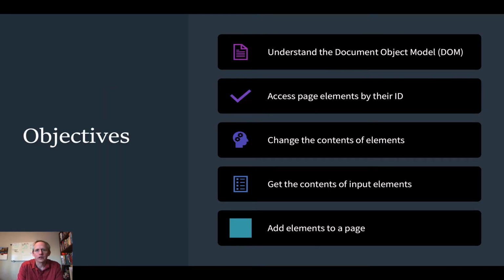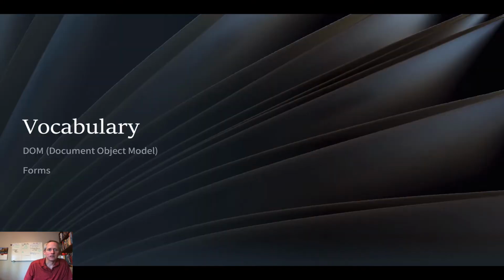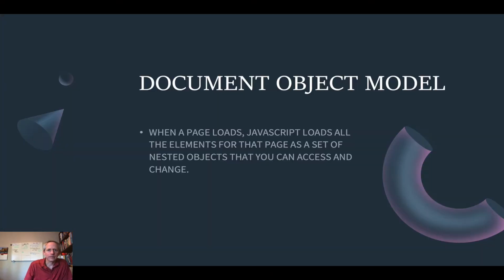Our objectives: we want to understand the document object model. We want to access page elements by their ID. We want to change the contents of elements, get the contents of input elements, and add elements to a page. Vocabulary, we've only got a couple we're going to focus on today: the document object model itself and forms. So let's get into it.